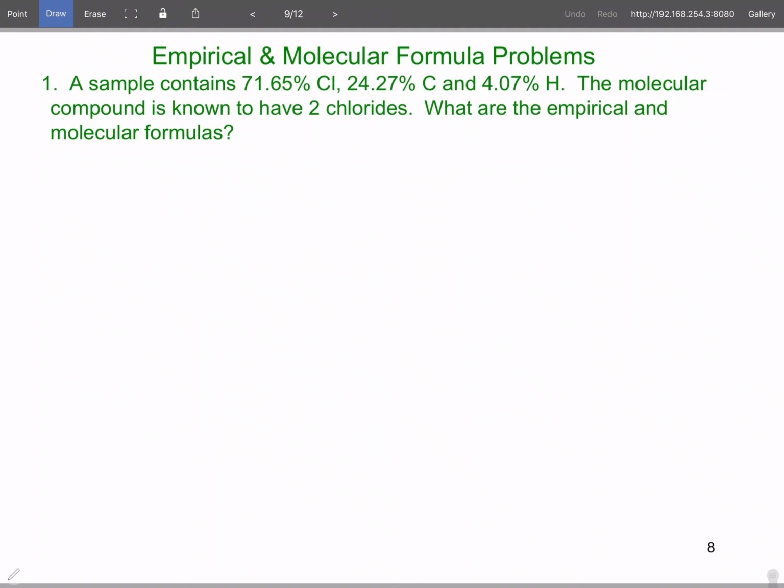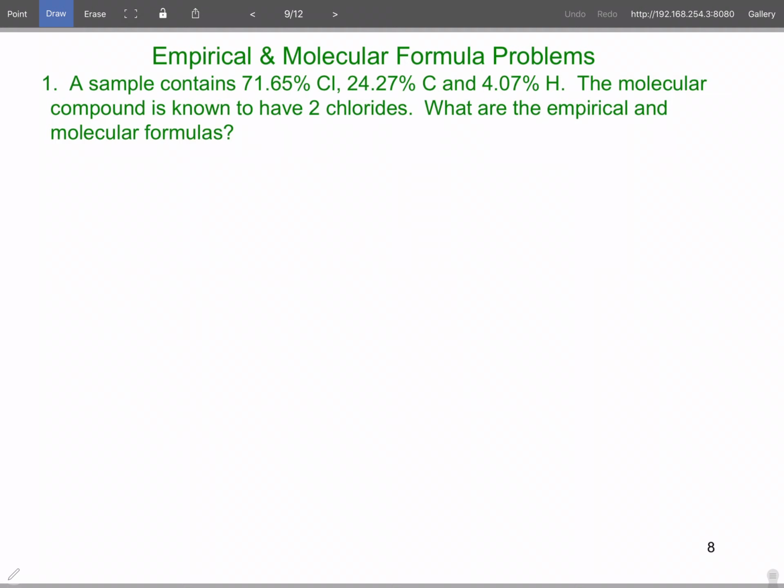Okay, we're told that a sample contains percentages of chlorine, carbon, and hydrogen. Okay. Molecular compound is known to have 2 chlorines. What are the empirical formulas? Now, you can work this left to right or top to bottom. I like to work left to right. I'm just kind of a left to right kind of girl.